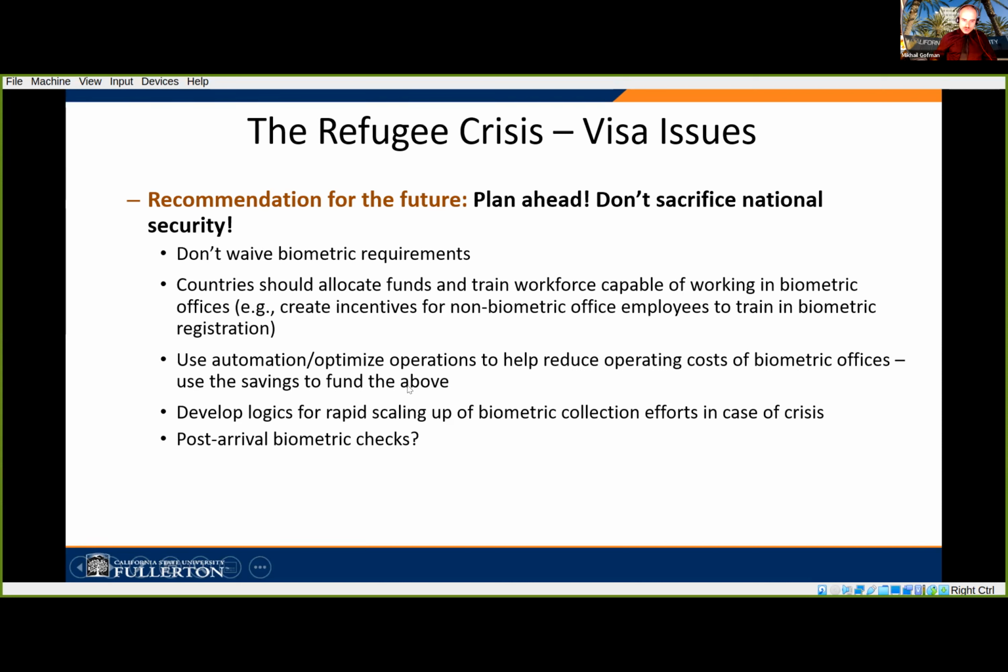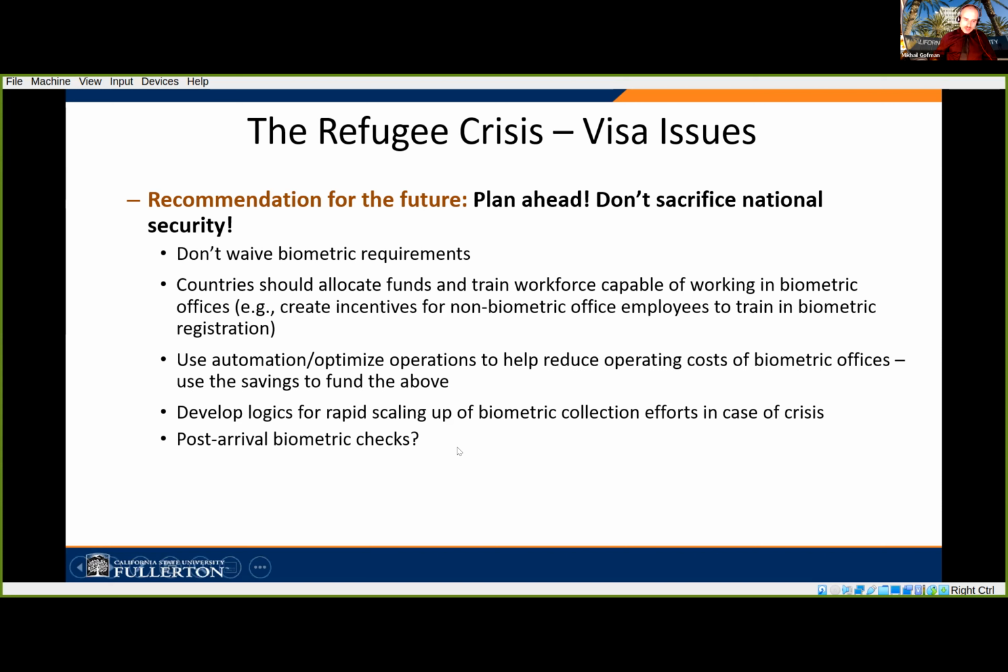Also, we suggest the use of automation as well as workforce optimization to help reduce the operating costs of biometric sites, and then use the savings to help fund the above initiative to roll out more biometric sites and train more workforce capable of doing biometric enrollments. So all of this should also be accompanied by logistics for rapidly rolling out the sites as needed in case of a crisis.